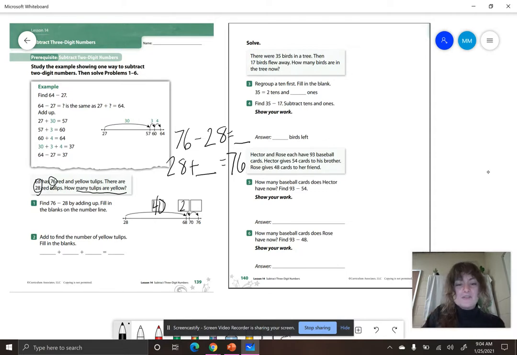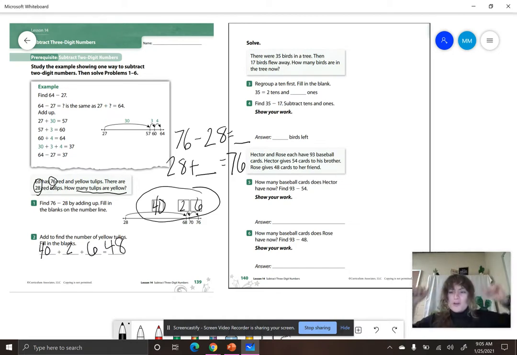6 ones. All right, so remember, Smarties, when we are adding those jumps, the jumps that we added are the parts that we are trying to find. So if I put all of these numbers together, so we started by adding 40, then we added 2 more and 6 more. How many yellow tulips are there? 48. Oh my goodness, kiss your brains. You guys just did an addition problem to solve subtraction. Whoa, that is a cool strategy. All right, let's go on to page 140.